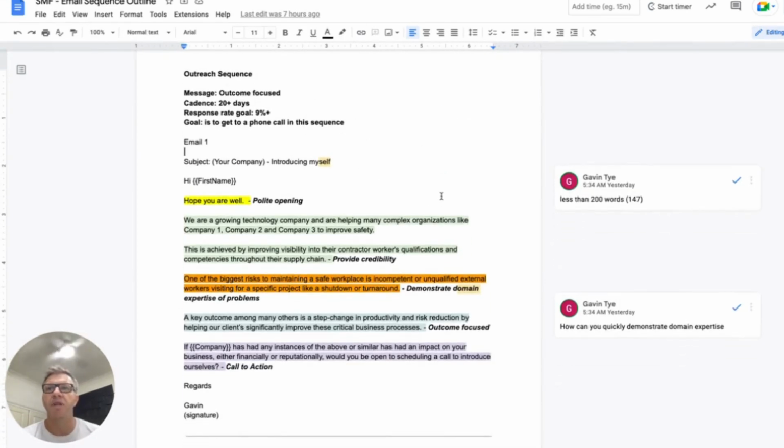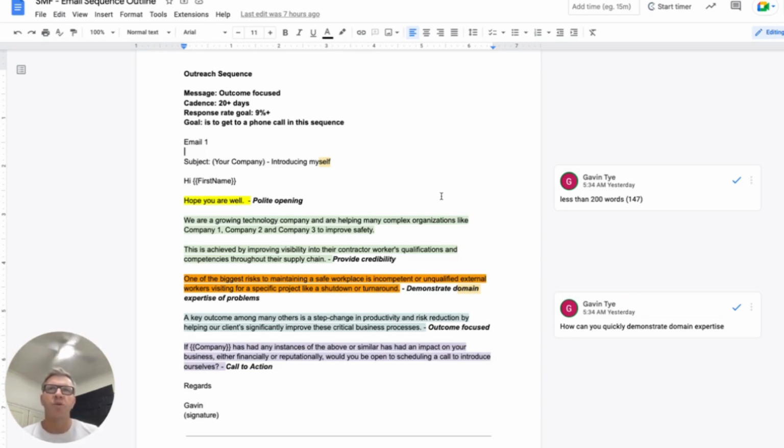So let's look at this outreach sequence. I've used this exact sequence in my role as an enterprise SaaS salesperson to generate conversations to close multi-million-dollar deals. This message is outcome focused. It's designed to spark the interest of the person reading the email.